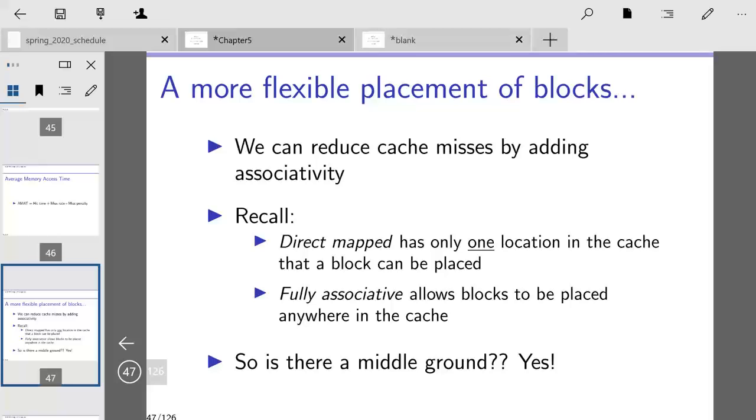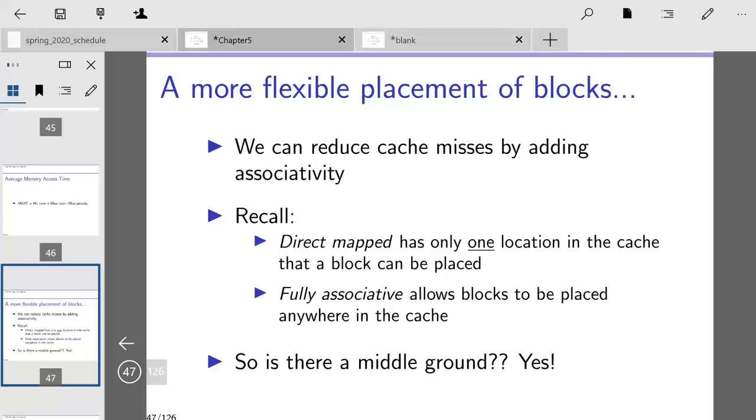On the other end of the spectrum is fully associative. Fully associative means that a memory block can be placed anywhere in the cache. The advantage of fully associative is it's a much more flexible block placement strategy, so we can more effectively use the cache blocks in our cache. The downside, though, is the complexity. You have to have a comparator for every cache block in a fully associative cache, because in a fully associative cache, there is no index.